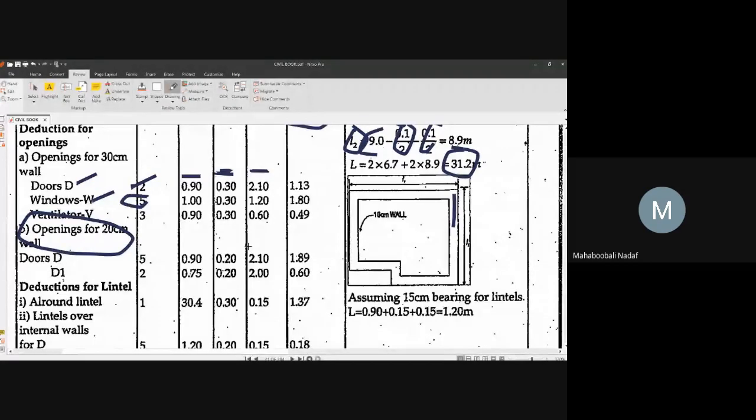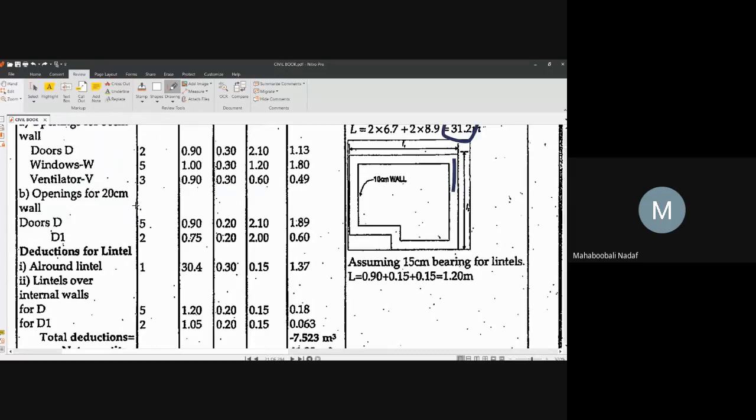Similarly, go for ventilators. How many ventilators are there in the 30 centimeter wall? Three, sir. Very good. Check the schedule. Width and height. 0.9 into 1 into 0.6. 0.9 into 0.6, sir. These are the dimensions given in the schedule. Width of the wall is 0.3. Very good. I need answers like this.